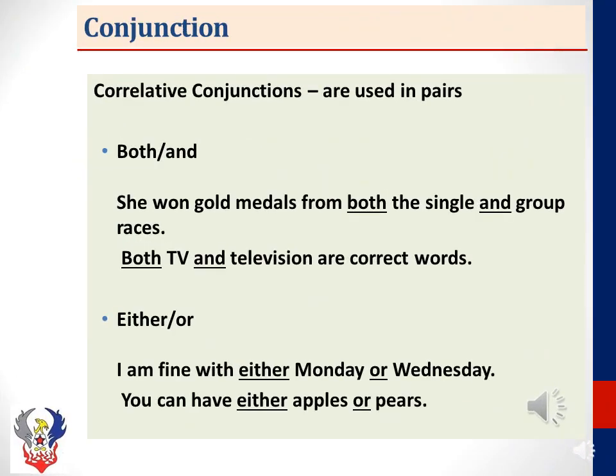Correlative conjunctions are always used in pairs. Use the below examples to learn them better. Both, and, examples. She won gold medals from both the single and group races. Both TV and television are correct words. Either, or, examples. I am fine with either Monday or Wednesday. You can have either apples or pears.